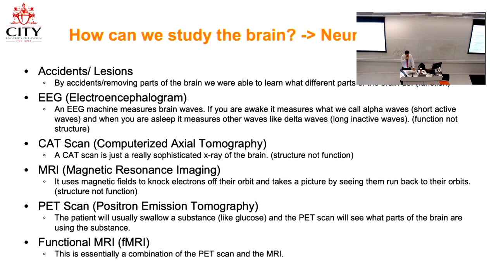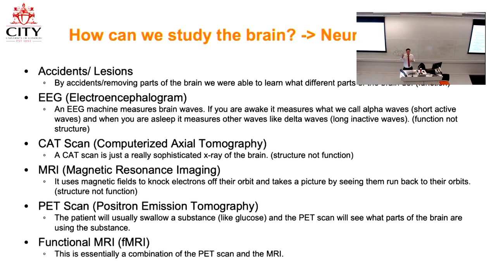And we have CAT scan, computerized axial tomography, which is a sophisticated form of X-ray of the brain. And it looks at the structure again, not function. We have MRI, which is magnetic resonance imaging, which knocks electrons off their orbit and then sees them coming back and takes images. We have PET scan, where you give something to the patient to eat or swallow.